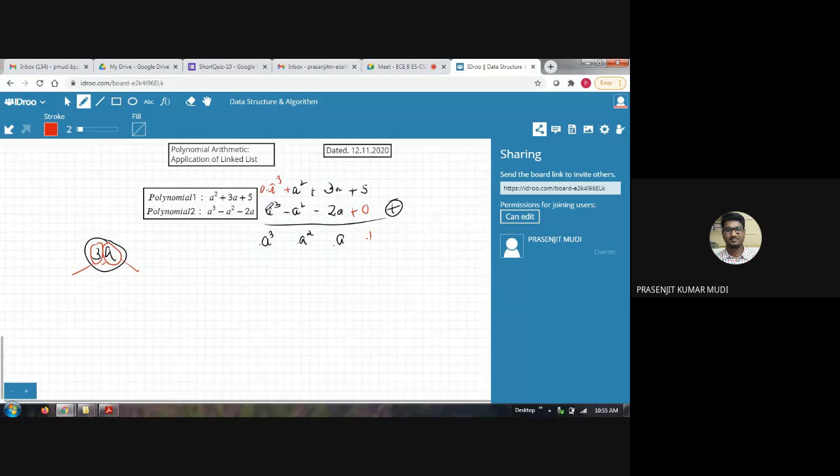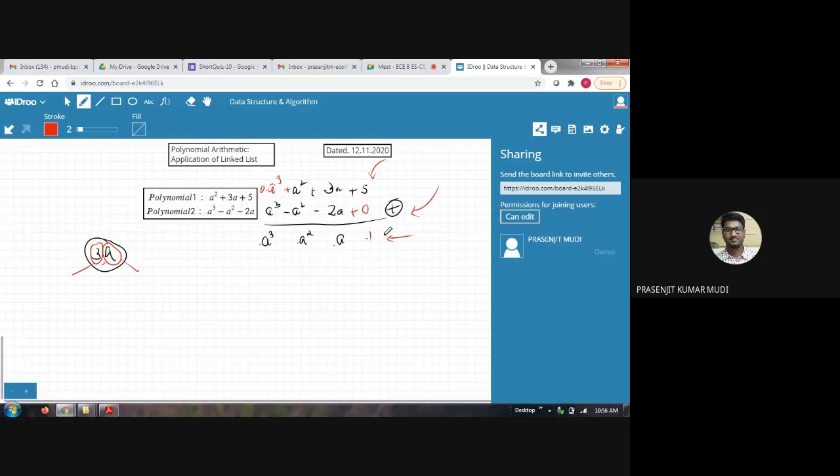While performing the addition, the maximum length of the resultant polynomial will be equal to 4. Length means the number of terms in the polynomial will be equal to 4. Though the number of terms in polynomial 1 is 3, and the number of terms in polynomial 2 is 3, apparently it will look like the number of terms in the resultant is 3, but it is 4. So why is that so? That is another important logic.